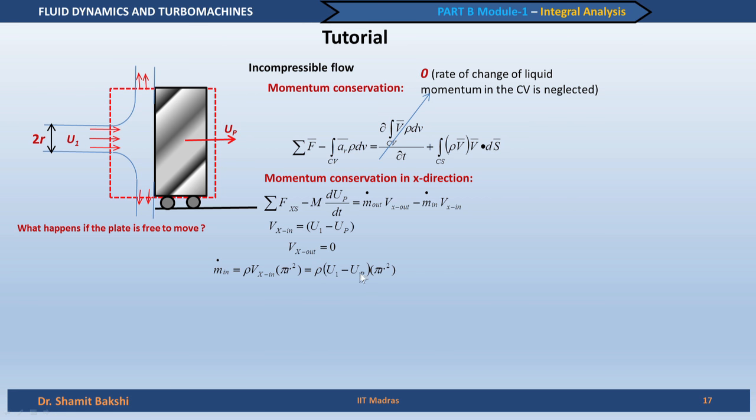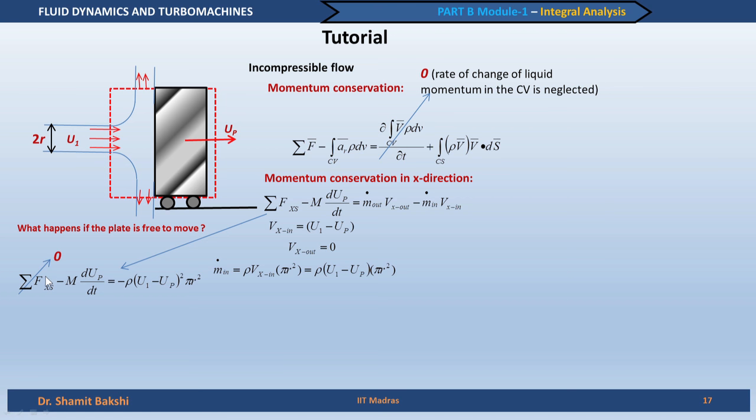So, Vx in is u1 minus up, and by plugging this expression into this equation, we can write that the sum of all the forces is equal to minus of this quantity, which comes from here. If you see here, the outgoing part cancels, it's 0, and the incoming fluid momentum comes from the product of this and this. So, that is minus of rho into (u1 minus up) squared times pi r squared. Pi r squared is the area of the jet.